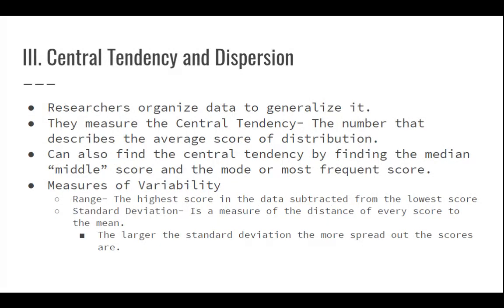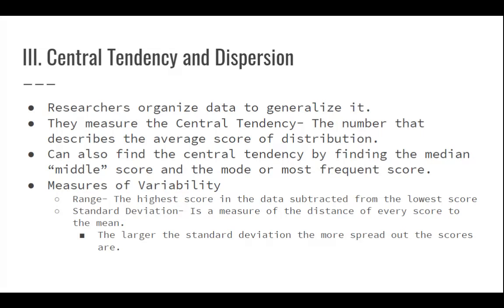All right, central tendency and dispersion. This is where we get into some analyzing of the data. So once the researchers gather the data, they organize it to generalize it to the general public. They measure the central tendency, which is the number that describes the average score of distribution. They also find the central tendency by finding the median or middle score and the mode or most frequent score.